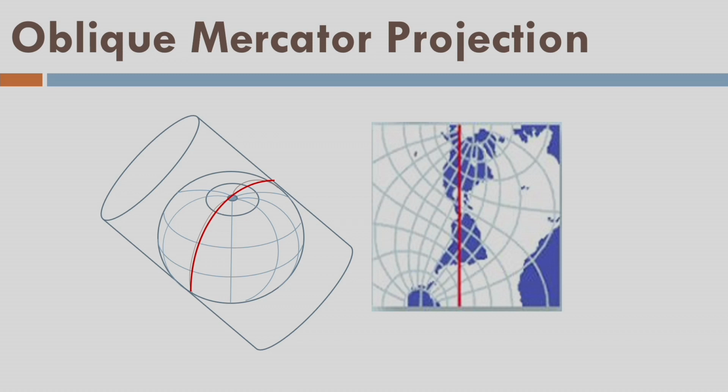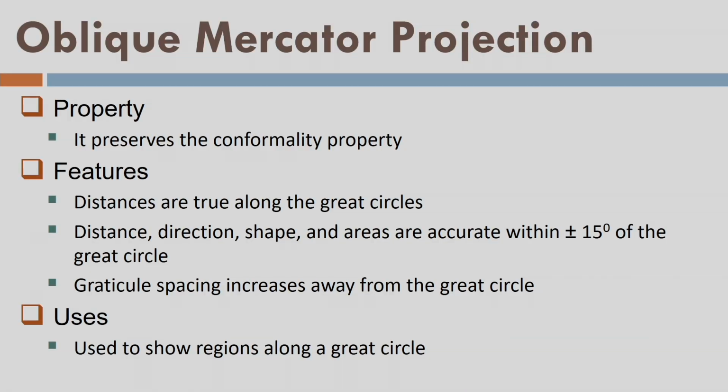Okay, now for this oblique Mercator projection, I can ensure the same property by tilting the cylinder. Since the cylinder is tilted, it is going to cut the ellipsoid at a certain great circle. So a particular country which is having a great circle as the center line of the country will use this kind of oblique Mercator projection, and it is again conformal. Distances are true along that particular great circle. Distances, direction, shape and areas are accurate within plus minus 15 degrees of the great circle. Graticule spacing increases away from the great circle.